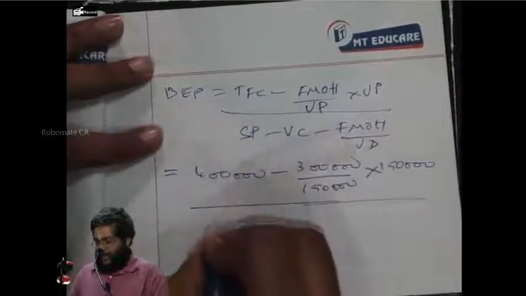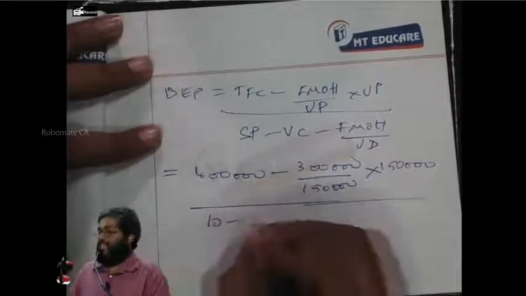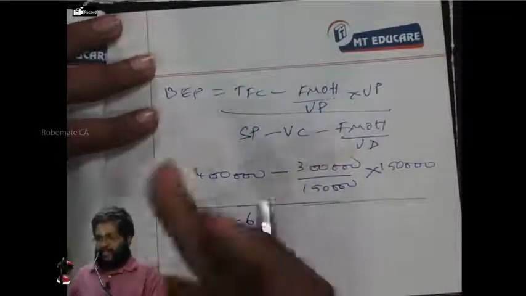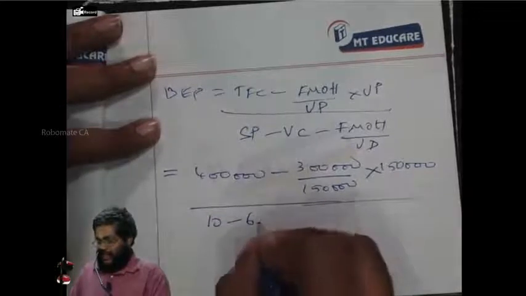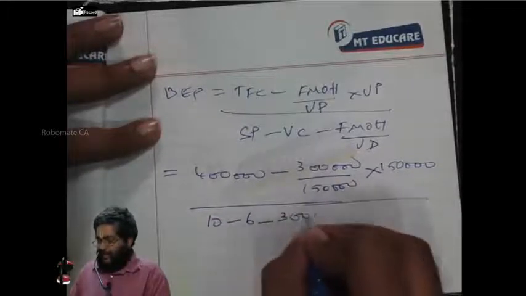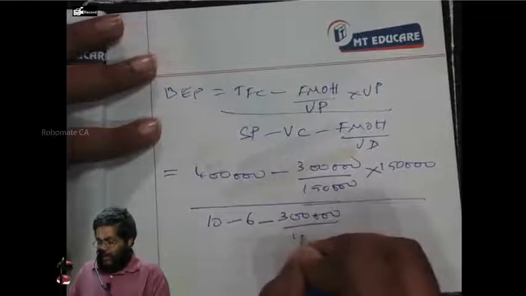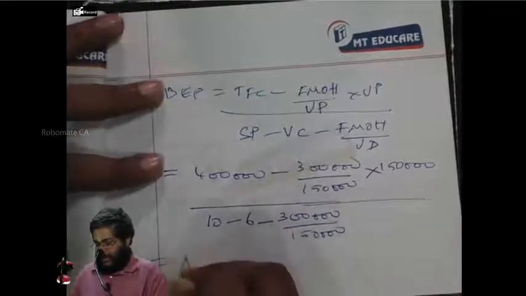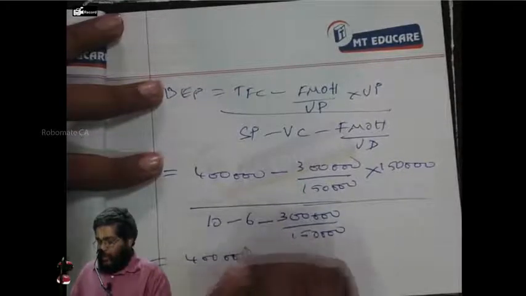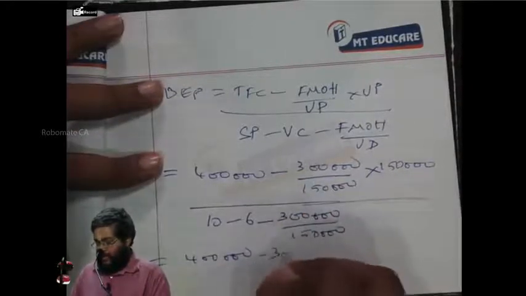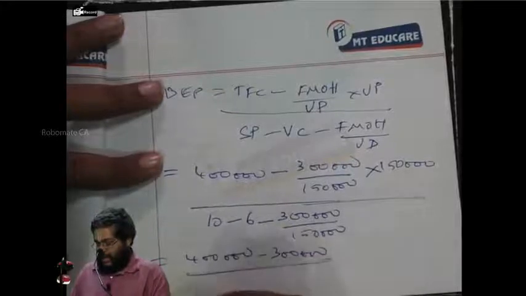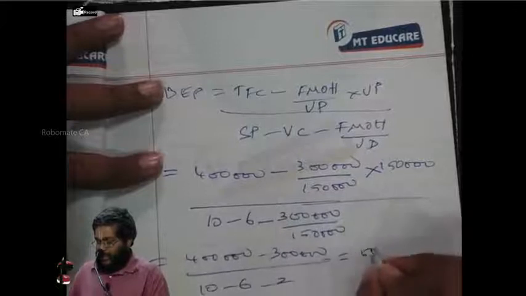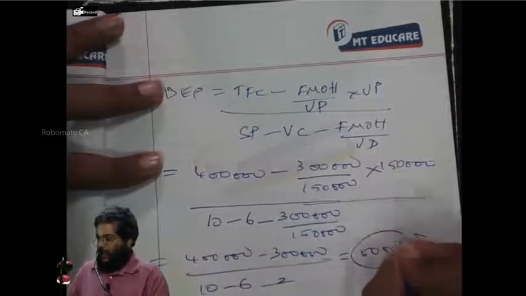Divided by, tell me what is selling price? 10. Minus variable cost is 6, and it is only manufacturing variable cost, no non-manufacturing variable cost, so the total variable cost is 6. Minus FMOH, 3 lakh divided by 1,50,000. Now please simplify: 4 lakhs minus 3 lakhs, divided by 10 minus 6 minus 2. How much is it? 50,000 units.